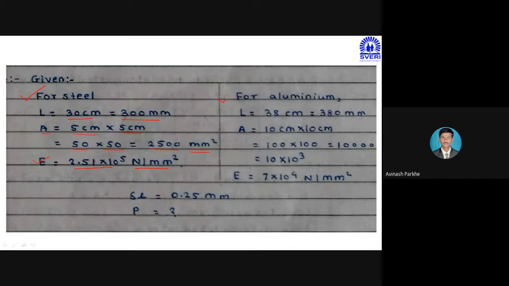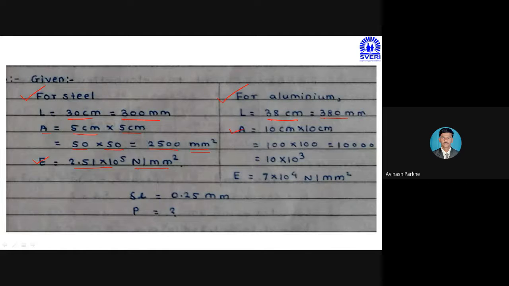Similarly, at the right side, we can see the given parameters of aluminum. First of all, length. How much length is given? 38 centimeter. Again multiply by 10. So 38 into 10 becomes 380 mm.